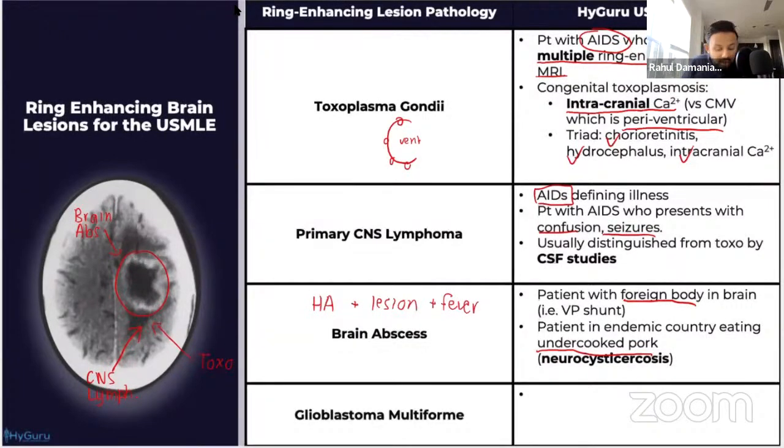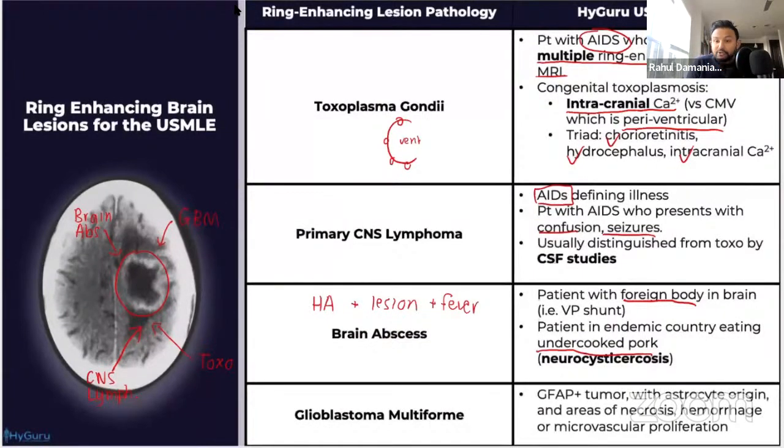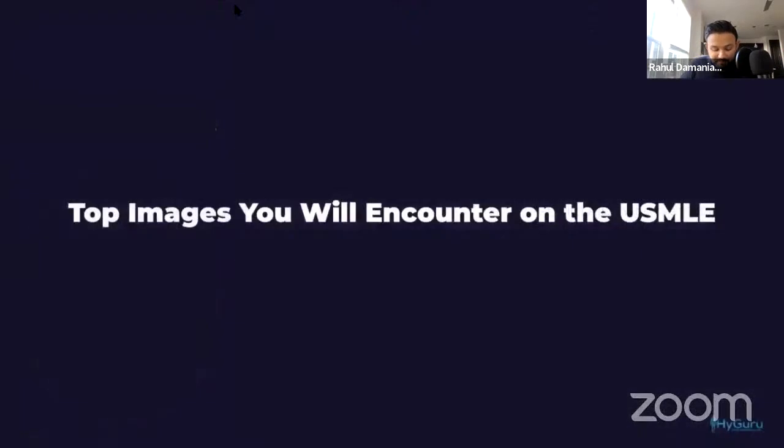Finally, you may think of a tumor, and that is glioblastoma multiforme that can cause a ring-enhancing lesion. Usually these patients are going to have a GFAP-positive tumor. It will be of astrocyte origin. It may cross the corpus callosum. Remember, that's known as a butterfly glioma. And on gross pathology, you will see necrosis, hemorrhage, or even microvascular proliferation due to increased amounts of VEGF. So this is your differential for a ring-enhancing lesion on the USMLE.